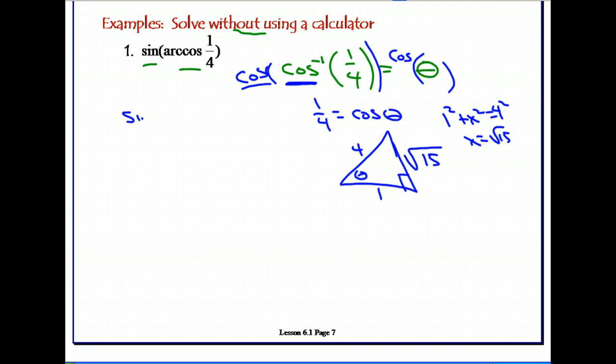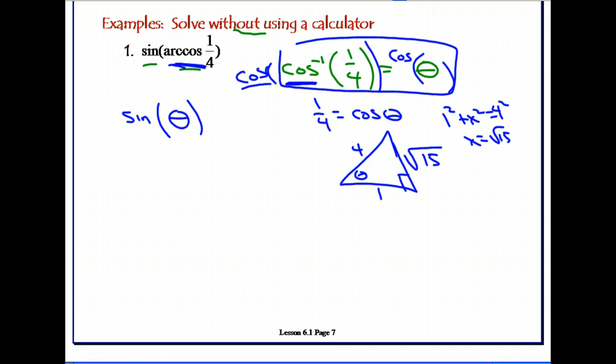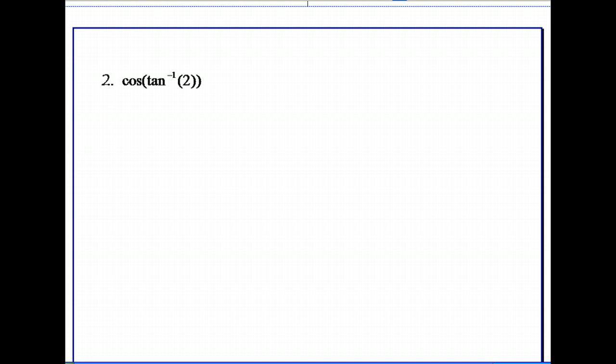Because I come back here and say, look, I was looking for the sine of this cosine inverse, but I had said the cosine inverse is just theta. So I'm really looking for the sine of theta. Wait, SOHCAHTOA, sine is opposite over hypotenuse. Done. All right, actually, let's do one more, and I'll save the other 2 for the next video.